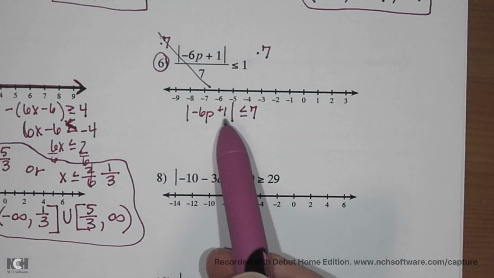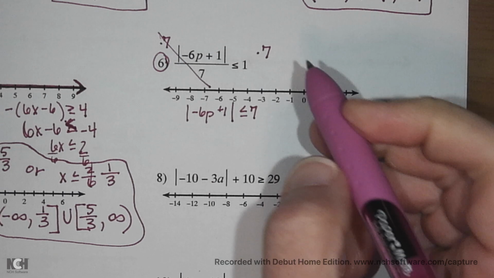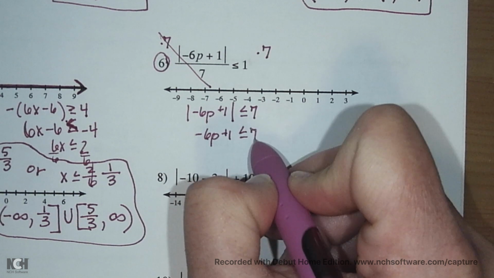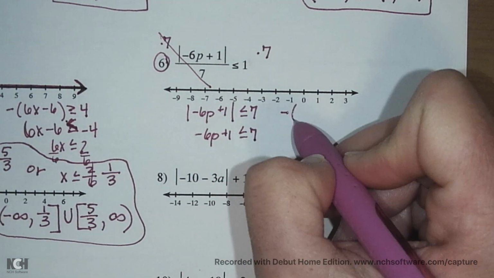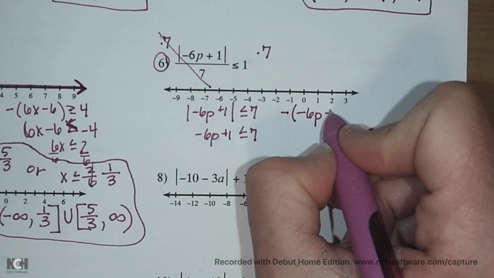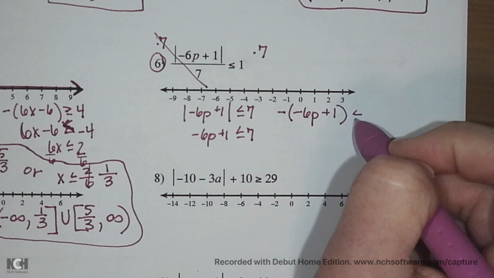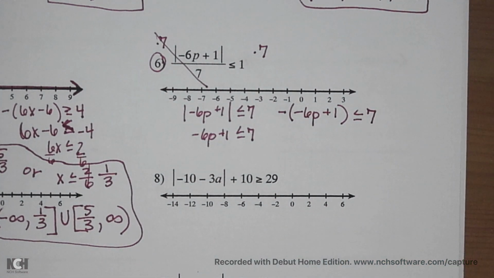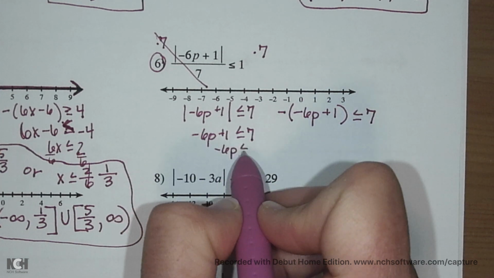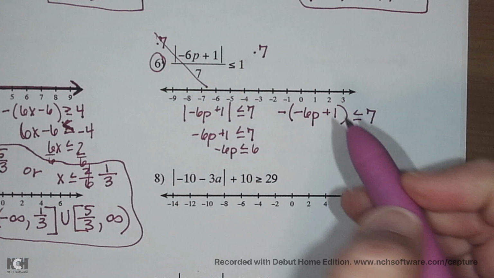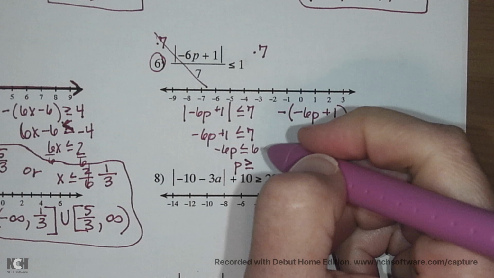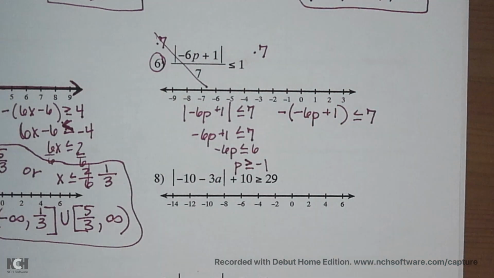Now we have our absolute value expression by itself, so we can go ahead and split it into 2. Negative 6p plus 1 is less than or equal to 7. And then our negative version, let's use our parentheses. All of that is going in the parentheses. Negative 6p plus 1 is less than or equal to 7. Okay, so let's solve this first. Subtract 1 from both sides and you get negative 6p is less than or equal to 6. And then you divide by negative 6. You flip your sign. And you're going to get negative 1. P is greater than or equal to negative 1.